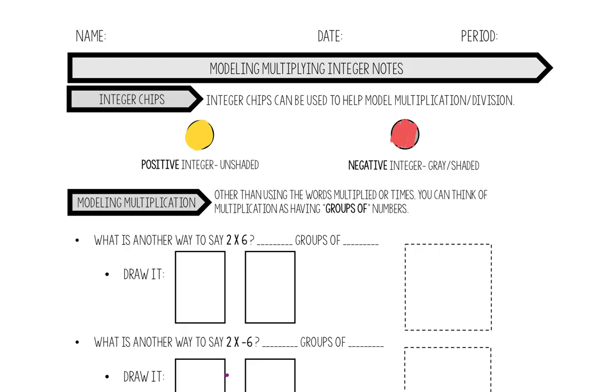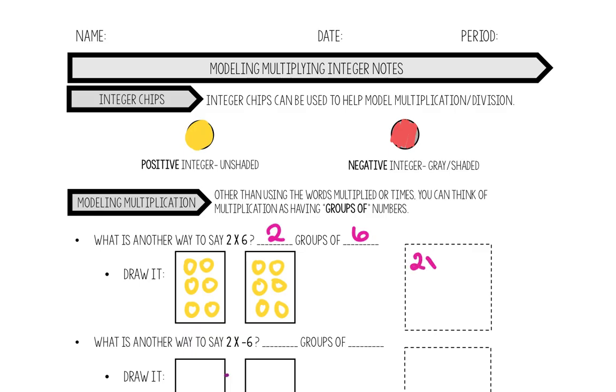So let's think of, remember when you learned multiplication back in like third grade, you learned that multiplication is like groups. So what's another way to say 2 times 6? We could say 2 groups of 6. So if I was going to draw that, that would be having 1, 2, 3, 4, 5, 6, 2 times, right? And of course, what is that answer? 12.